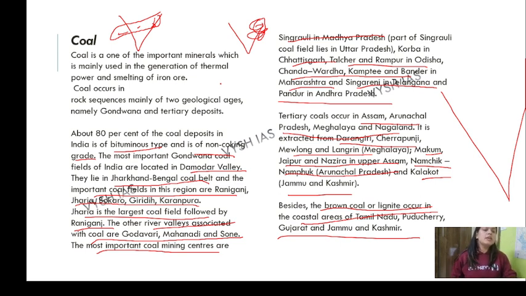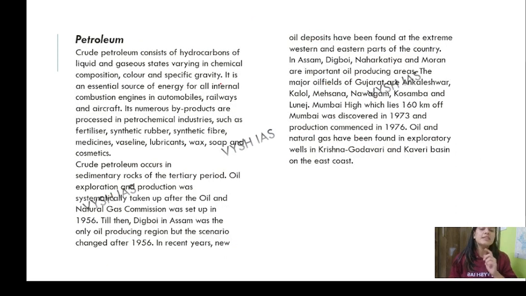Okay, tertiary coal in Assam, Arunachal Pradesh, Meghalaya and Nagaland. Then let's talk about the coal. You know this thing very well that when we talk about petroleum, crude petroleum consists of hydrocarbon. When we talk about natural gas, you come to know that at the time of extraction of petroleum, the natural gas comes from there itself. So natural gas is extracted from there only, when this comes to the surface.